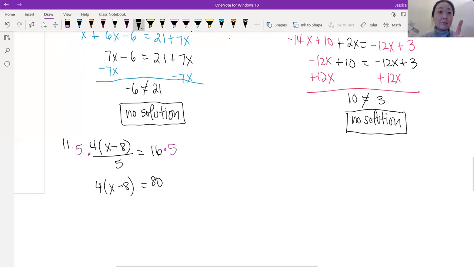So now there are 2 ways to get rid of this 4. One of the ways is to distribute, so we can get rid of the parentheses. The other way to get rid of the parentheses is to divide by 4. And the reason why I would want to do that is because I noticed this 80 can be divided by 4. So we're going to do 2 different ways. We'll go on a little field trip here.